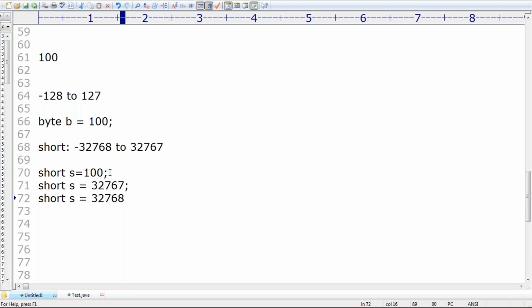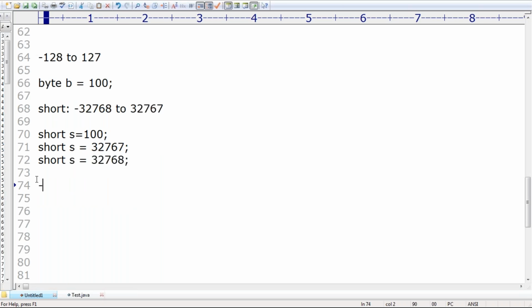Okay. Short s = 32,768. Valid or not? Make sure this one is invalid because it is not in the range, right? Okay, that's all. This knowledge is required for you people, right?